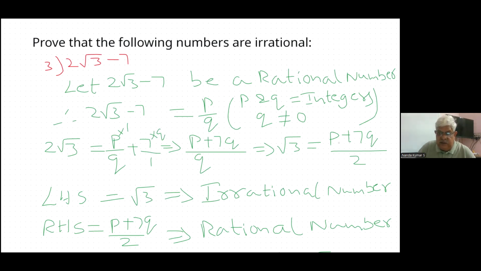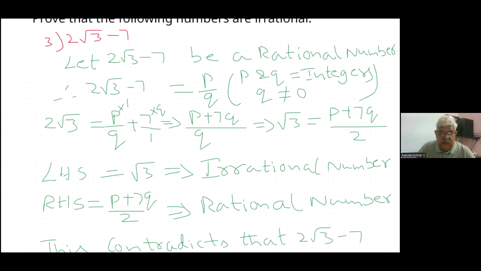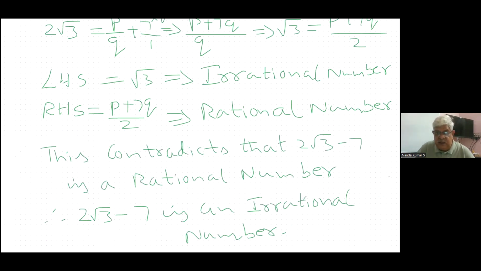Hence we have one side irrational, another side rational. That is, root 3 is an irrational number. p plus 7q by 2 is a rational number. So the contradiction arises that 2 root 3 minus 7 is a rational number. As the contradiction arises, it is proved that 2 root 3 minus 7 is an irrational number.